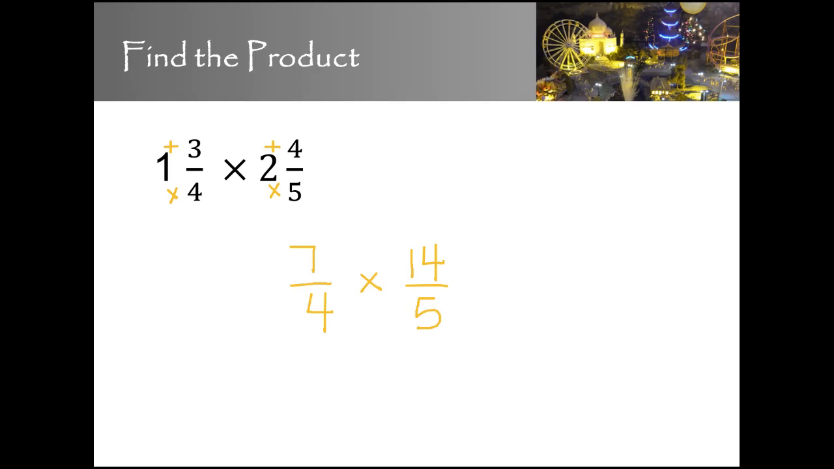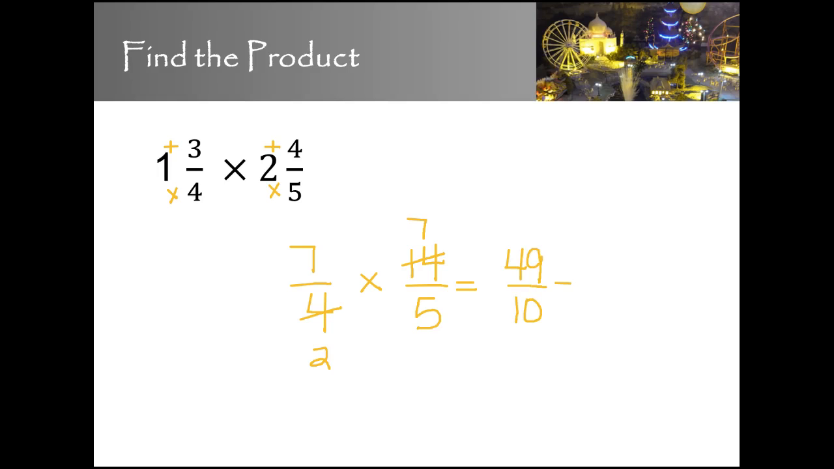Next, we want to see if we can cross-cancel anything. 7 and 5 can't be reduced because their only common factor is 1, but 14 and 4 can both be divided by 2, so we'll do that. 4 divided by 2 is 2, 14 divided by 2 is 7. Then we'll go ahead and multiply. 7 times 7 is 49, and 2 times 5 is 10.